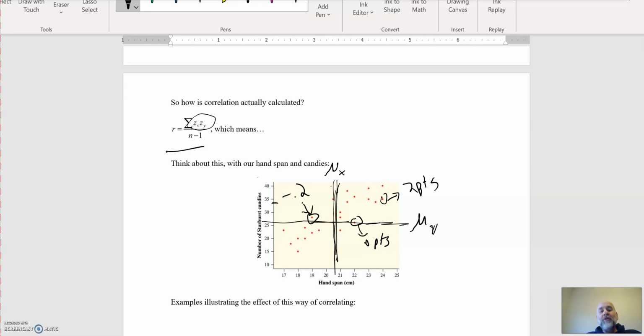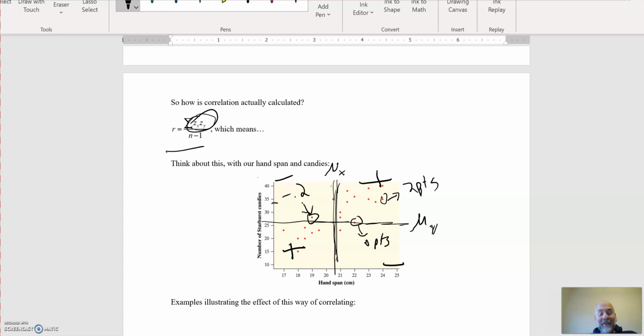And then you'd do this for every single point and add them all up. Isn't it great that the calculator will do this for you? And then divide by n minus 1. If you think about it, anything down here is going to be positive because your z is negative in the x's and in the y's, and when you multiply them together, you get a positive number. And anything up here is going to be positive. And anything over here is going to be negative, and anything over here is going to be negative.